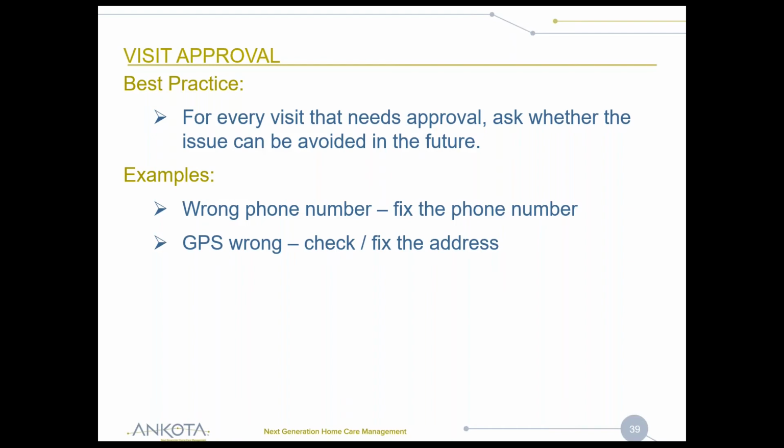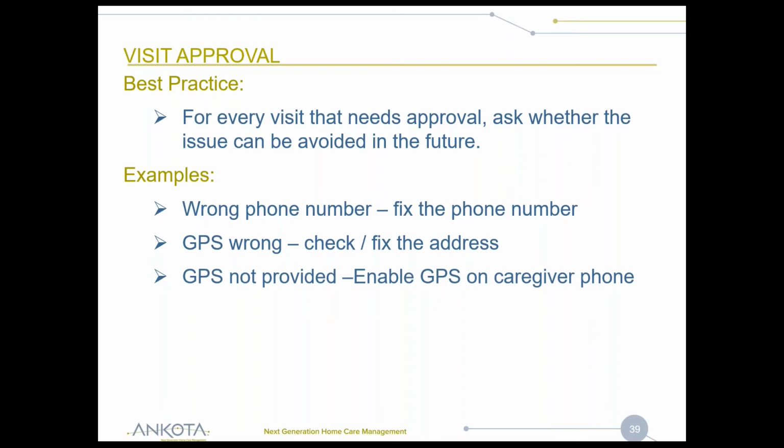And in that case, you have to fix the GPS location. And sometimes what you'll find is with some caregivers, it'll say the GPS is not provided. So the first time you run the mobile app, it's going to say you need to enable your GPS, but sometimes caregivers will say no to that question. So if you're seeing, time after time, that a certain caregiver isn't providing GPS, then you'll need to reach out to them and get them to enable GPS for the Ankota app or the app that you're using.